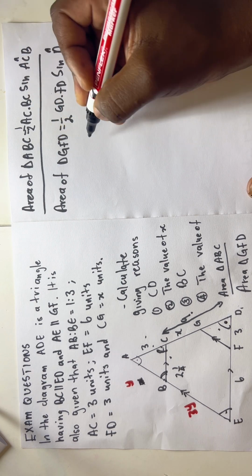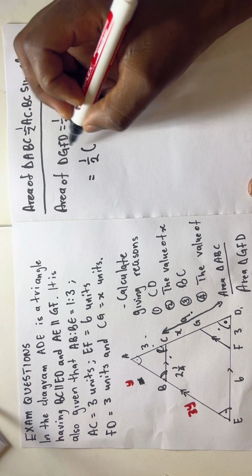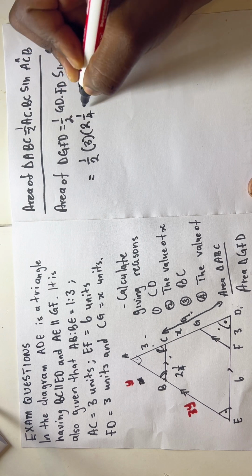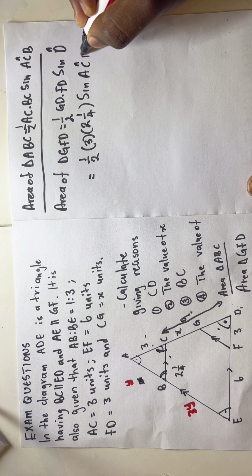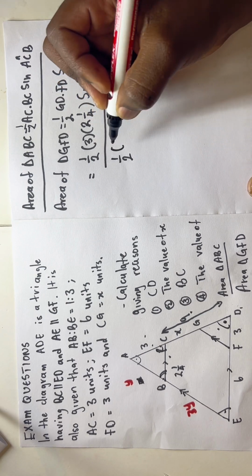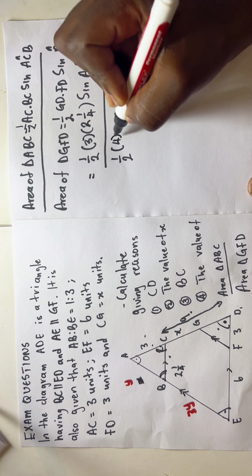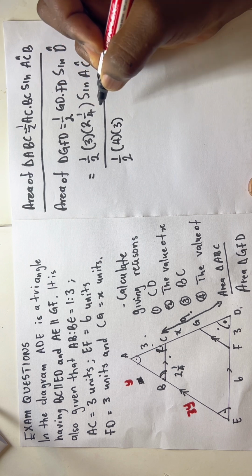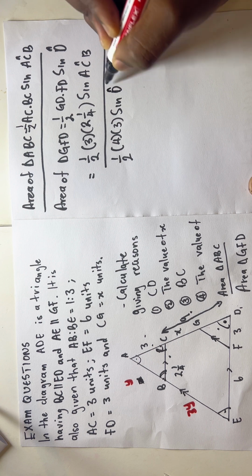Now you're going to come back and substitute. This is going to be 1 over 2 into our AC, which is given by 3 units, and our BC, which is given by 2.25, multiplied by your sine of ACB, divided by still half of now. What was our side GD? Our side GD we calculated earlier and we got that it was 4, and your side FD is 3 units, as it is given here, multiplied by sine of angle D.